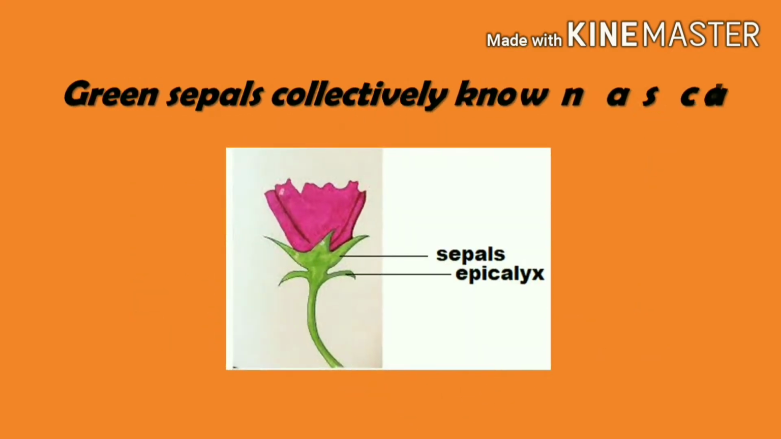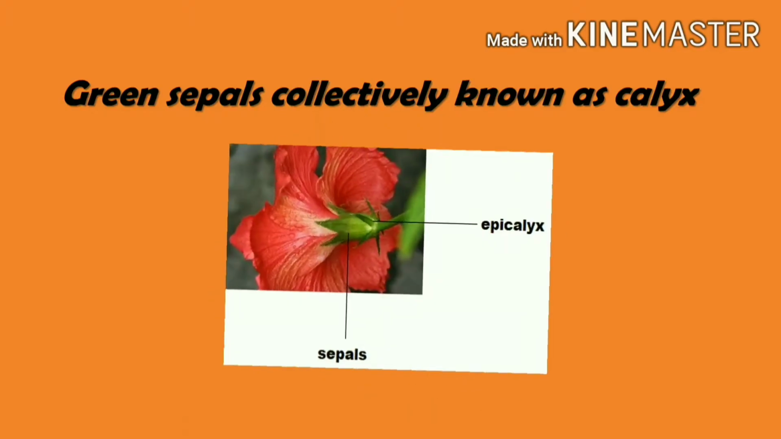First whorl. Green sepals, collectively known as calyx. The outermost whorl of a flower is called the calyx. It contains a set of green leaf-like structures known as the sepals. There may be 5 or more sepals on a flower. The sepals may be free, known as polysepalous, or fused, known as gamosepalous. There may be a second series of sepals called episepals, collectively called epicalyx. It is generally found in the hibiscus flower.